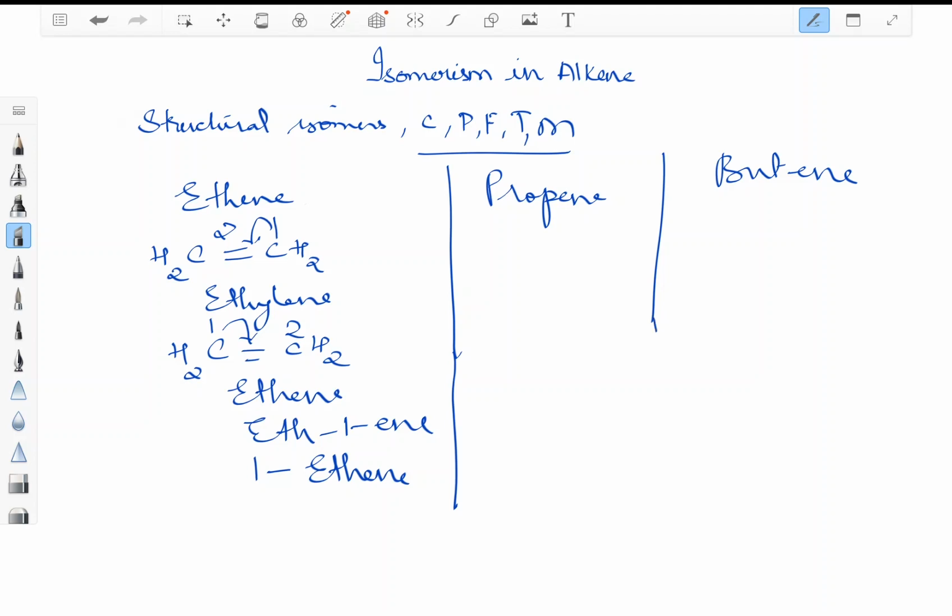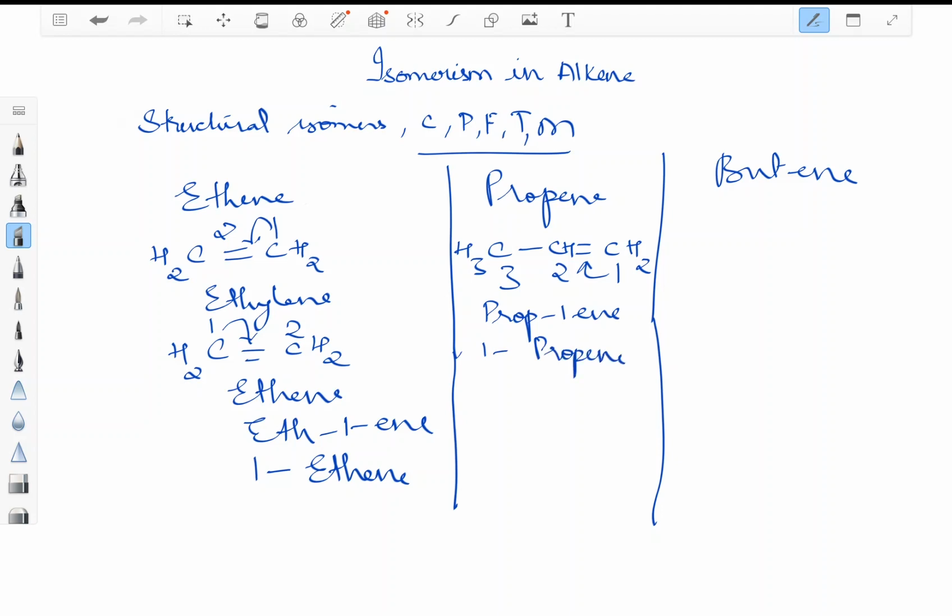What about propene? Propene has the structure carbon carbon double bond carbon. I have to write here H2 and here H and here H3. I have to number from the left side so that the least number is given to the double bond. Here the name is prop-1-ene, or 1-propene.